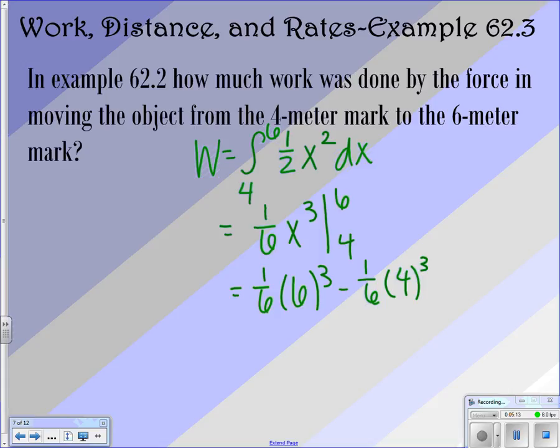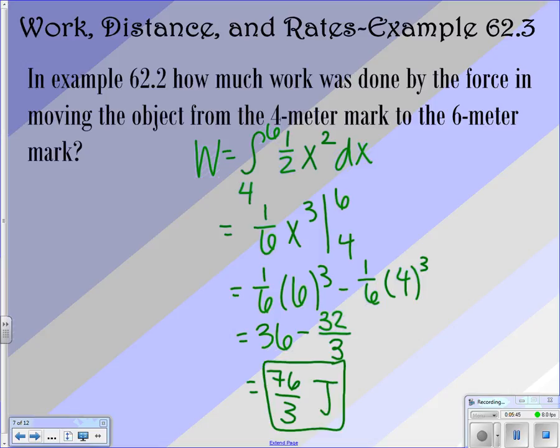1/6 of 6 cubed is just 36. And then 4 cubed is 64. And divide by 6, that can be written as 32/3. And so then if you subtract those, you could say 36 times 3, and then subtract 32 from that, and you get 76/3, and your units is joules. And so that would be the work moving the object from the 4 to the 6 meter mark.